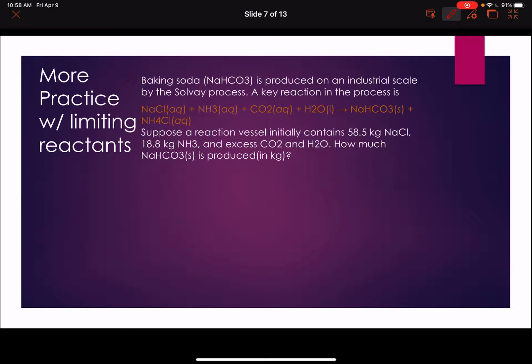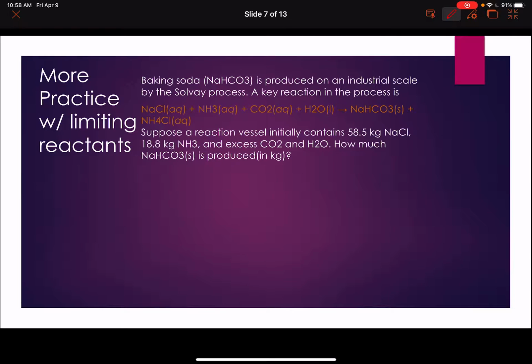The key reaction in the process is this. Suppose a reaction vessel initially contains 58.5 kilograms of salt, and 18.8 kilograms of NH3, and excess CO2 and H2O. How many kilograms of NaHCO3 are produced?